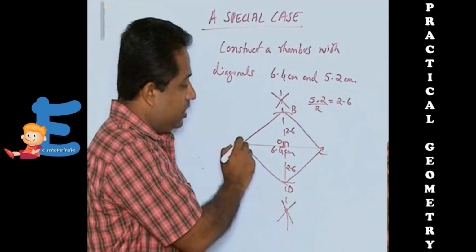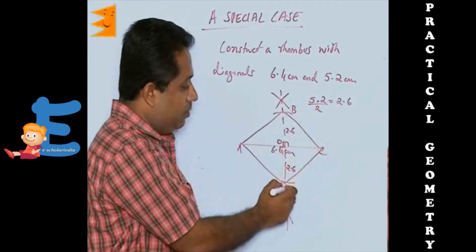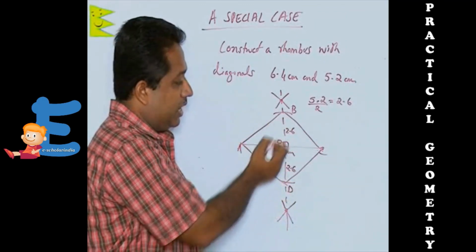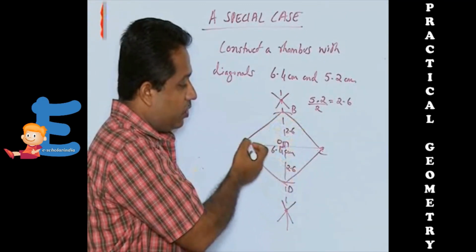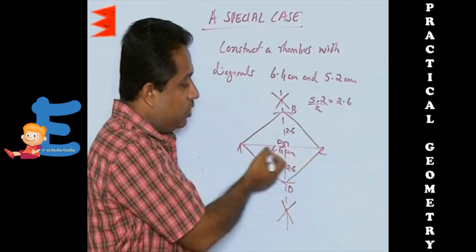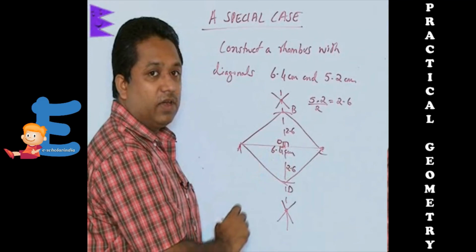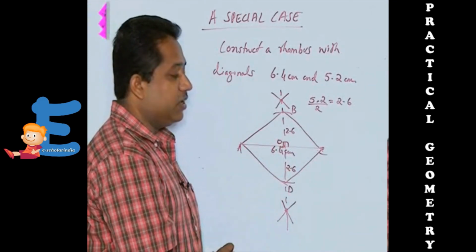For verification, we can measure the length of AB, BC, CD, and DA. All of them will come out equal, and obviously here we have already seen that the two diagonals are bisecting each other at 90 degrees. Therefore, the given figure ABCD is a rhombus.